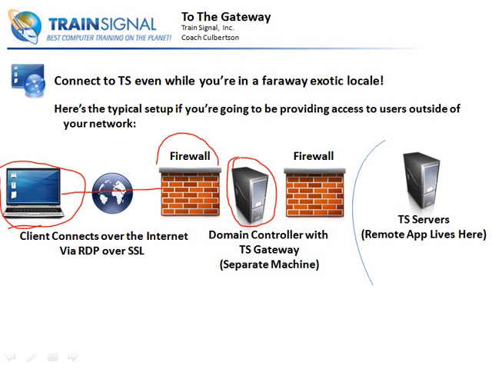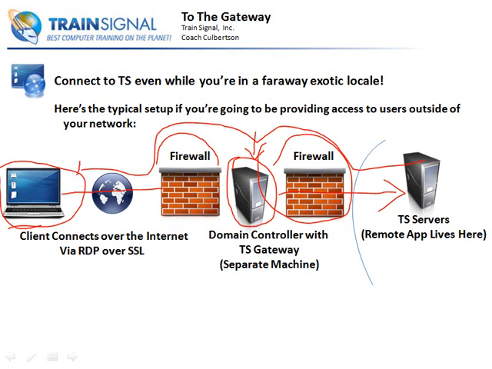Okay? Now, TS Gateway is also going to include IIS. Now, this is going to be a separate machine from the actual machine that's going to hold your terminal services remote app applications. Then we're going to have another firewall here, and then that connection is going to go to your TS servers where your remote app lives, and then send information back through the firewalls and through the gateway server, through the internet, and back to the client. Wow, that's some great artwork, isn't it?